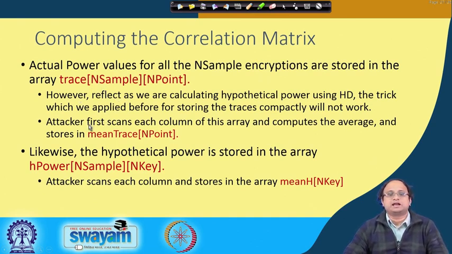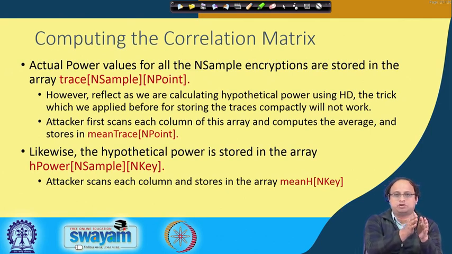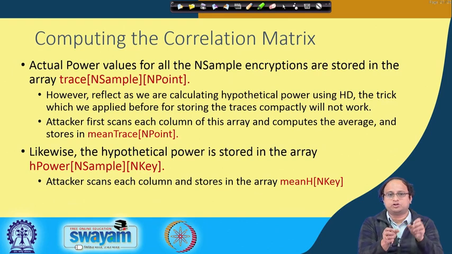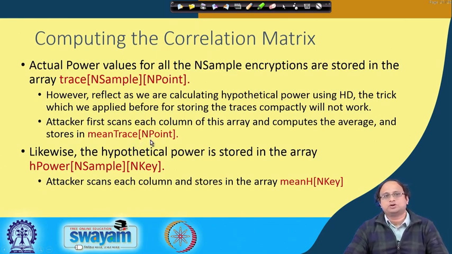The other point is that the attacker first scans each column of this array and computes the average of each of these columns. Basically, the attacker wants to calculate the correlation between a column of the real matrix T and your hypothetical power matrix. For every column, if you want to calculate the correlation, you need their individual means. Their individual means are denoted as mean trace endpoint. Why endpoint? Because every column will have one mean, and there are endpoint such columns in the real matrix. Therefore, mean trace will have endpoints.